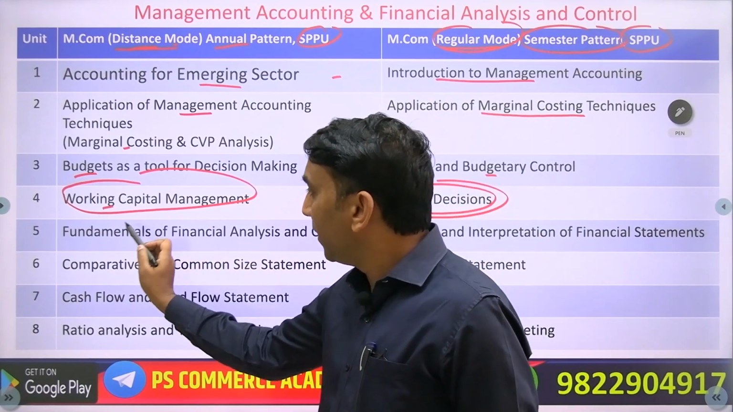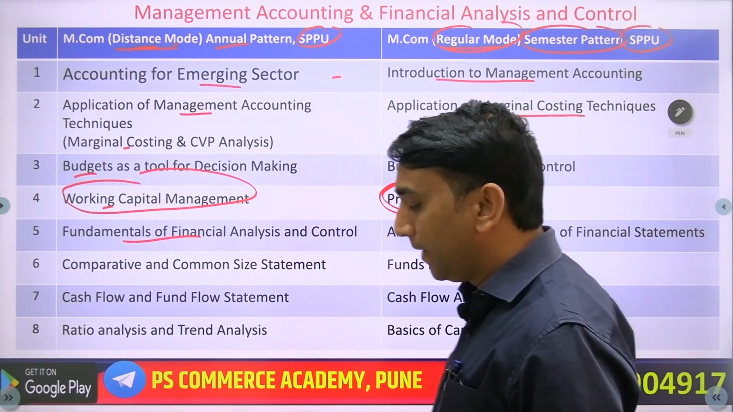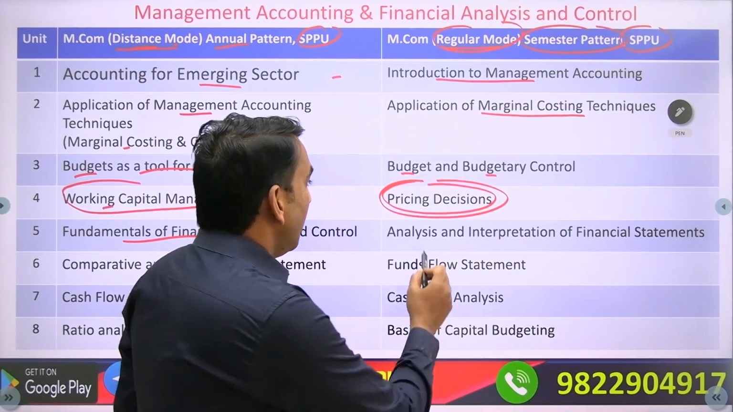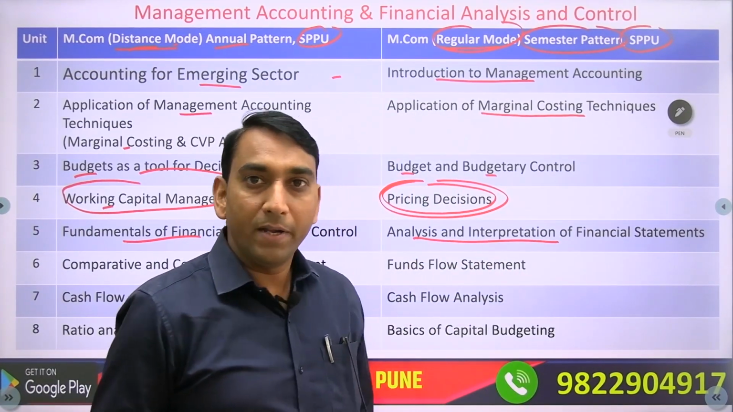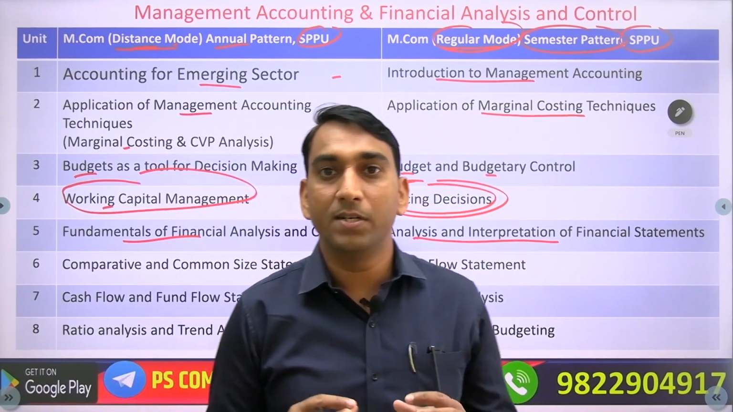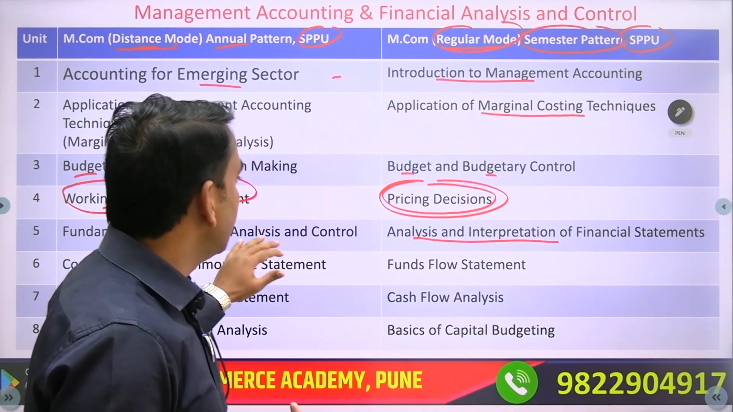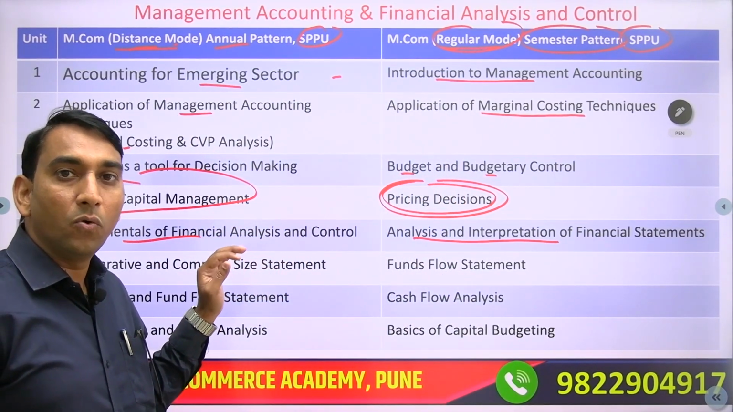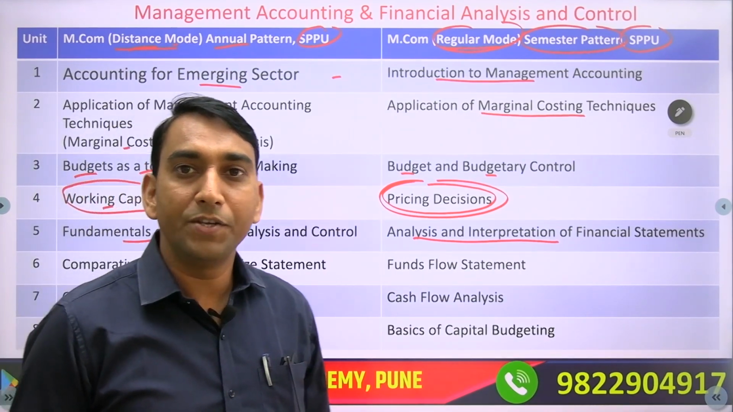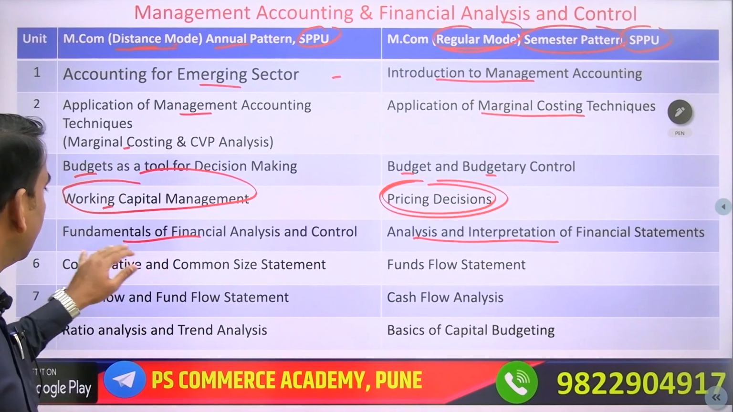Then it comes to unit number 5, fundamentals of financial analysis and control. In regular mode also we have analysis and interpretation of financial statement. Here the topic is the same, even the content is the same, not just the title. Here we have to study what financial analysis and control is, and what financial statement analysis and interpretation is. So this is the same topic.